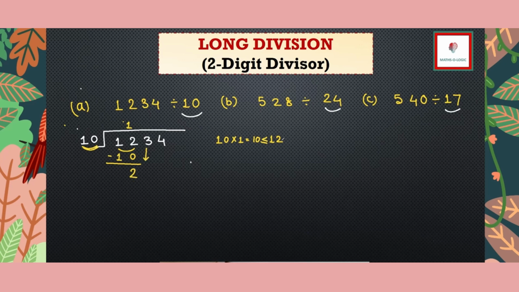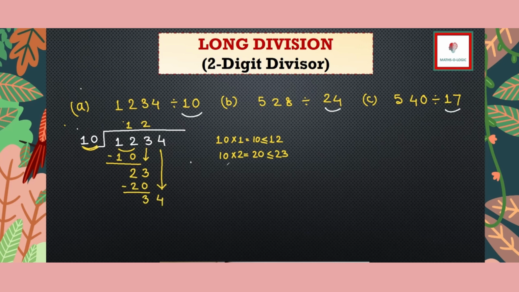Let's take the other digit, that is 3 here. So now let's check again, in the table of 10, what is the number that is nearest to 23 and less than or equal to 23. So this is 10 into 2, this is less than 23. Okay, so now I can write 10 times 2. So I have 23 minus 20, so 3 as a remainder here, and then I have 4 to be carried down, this makes it 4.